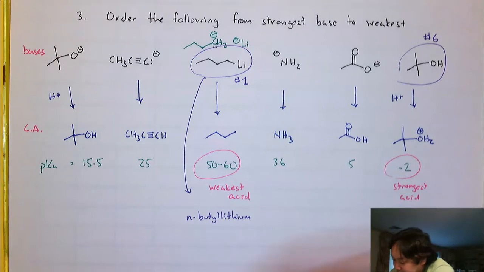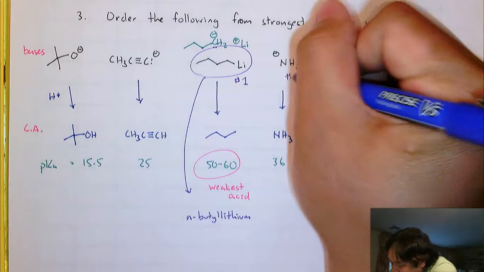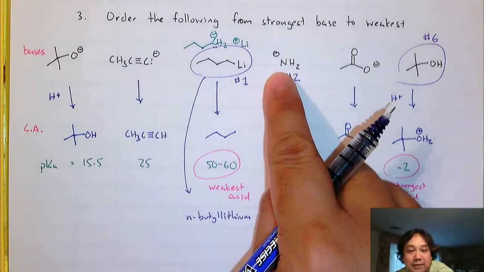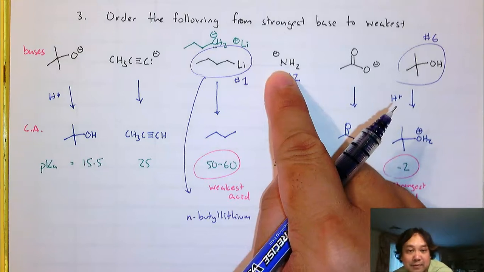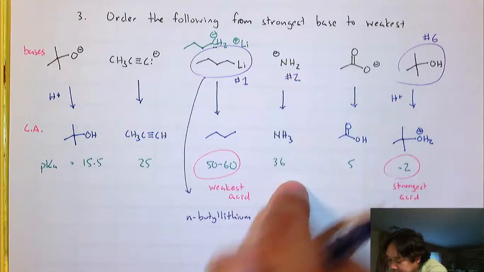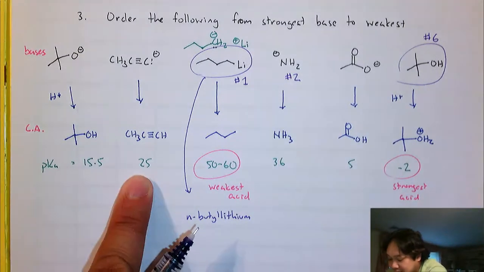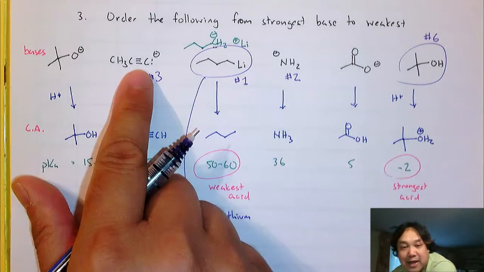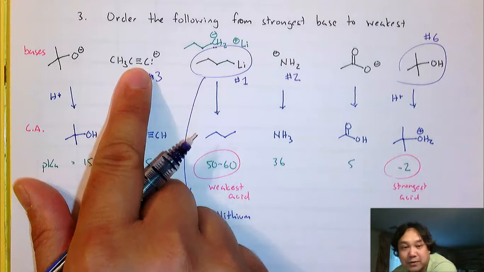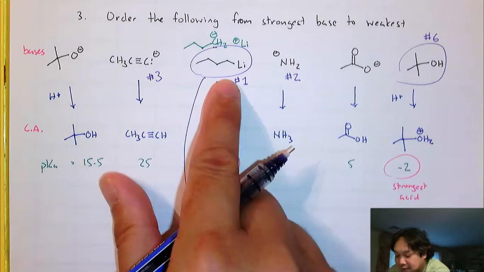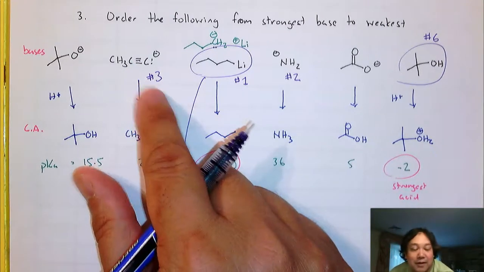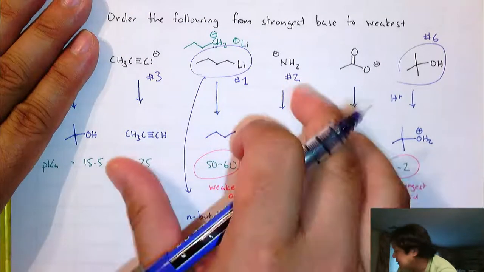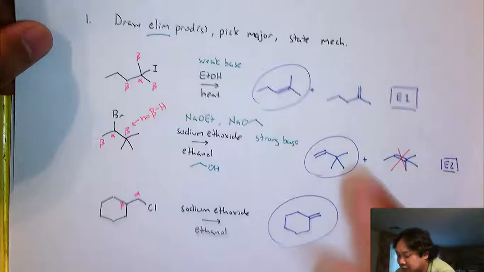Well, what's next? This one's next, so this is number 2. Yeah, I remember using this as one of the strong bases in an E2 mechanism. Next is that, number 3. This is also a strong base. It's a carbon anion, but now it's a triple bond, so it's a little less basic than this, but it is still a strong base. What am I saying? Right now, 1, 2, and 3, you can use those as a strong base.